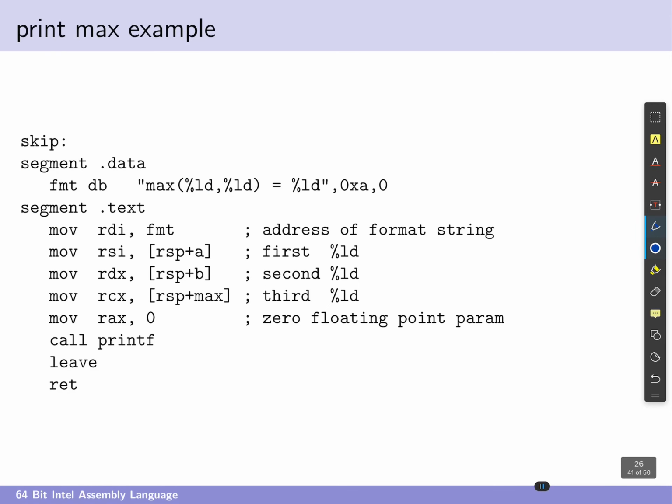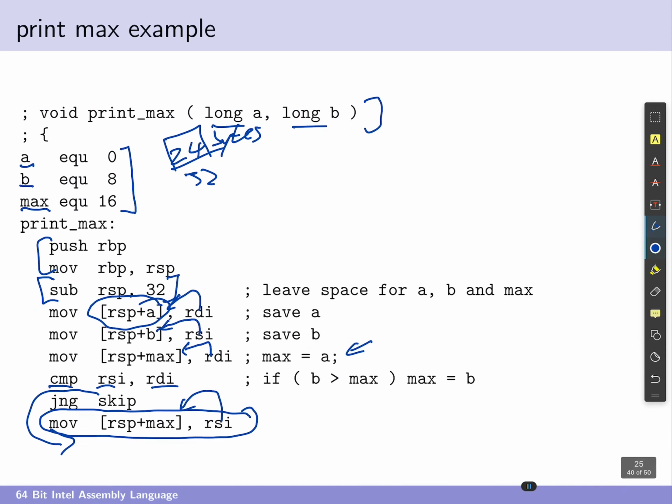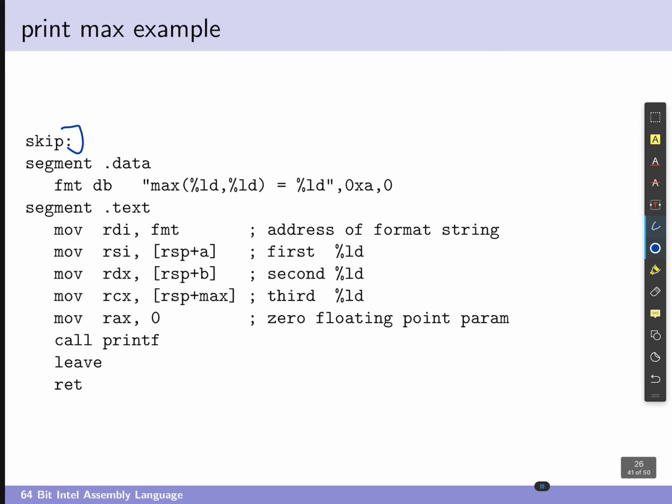So let's go down to the next segment. This is basically the skip label. I would have jumped to this had I triggered this conditional jump, but I will still get to it even if I don't trigger it. I just simply will not have executed this extra move.